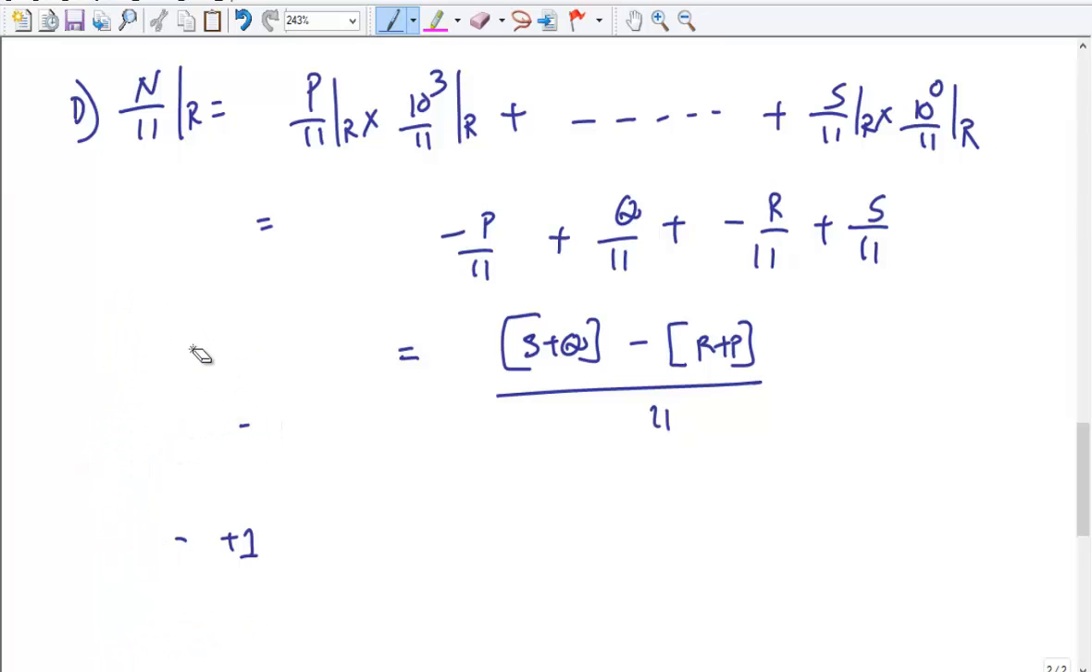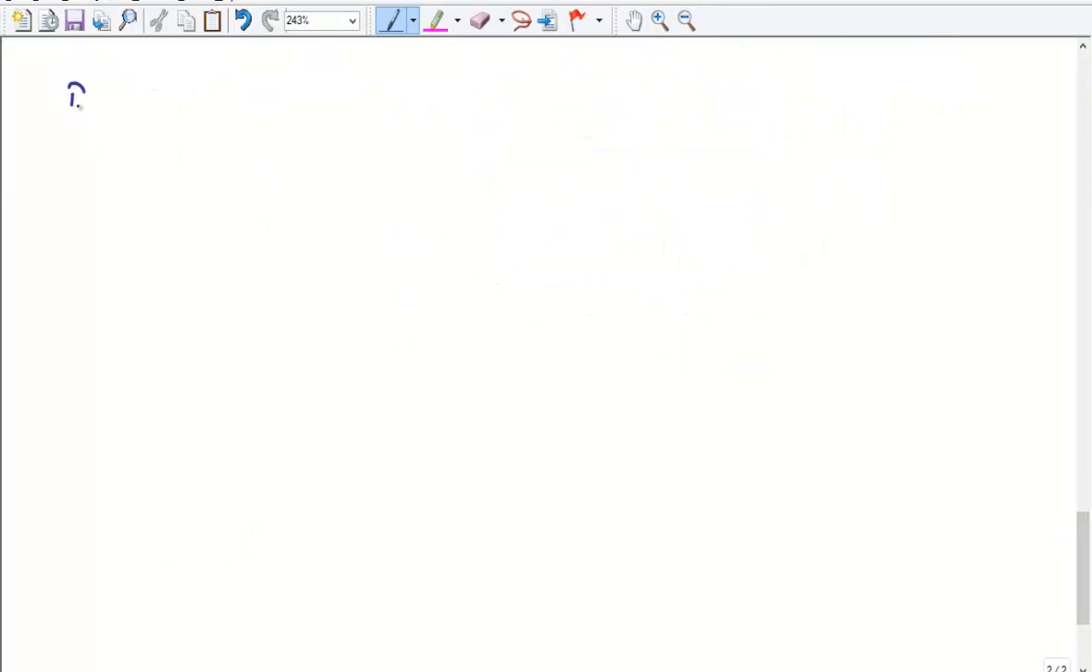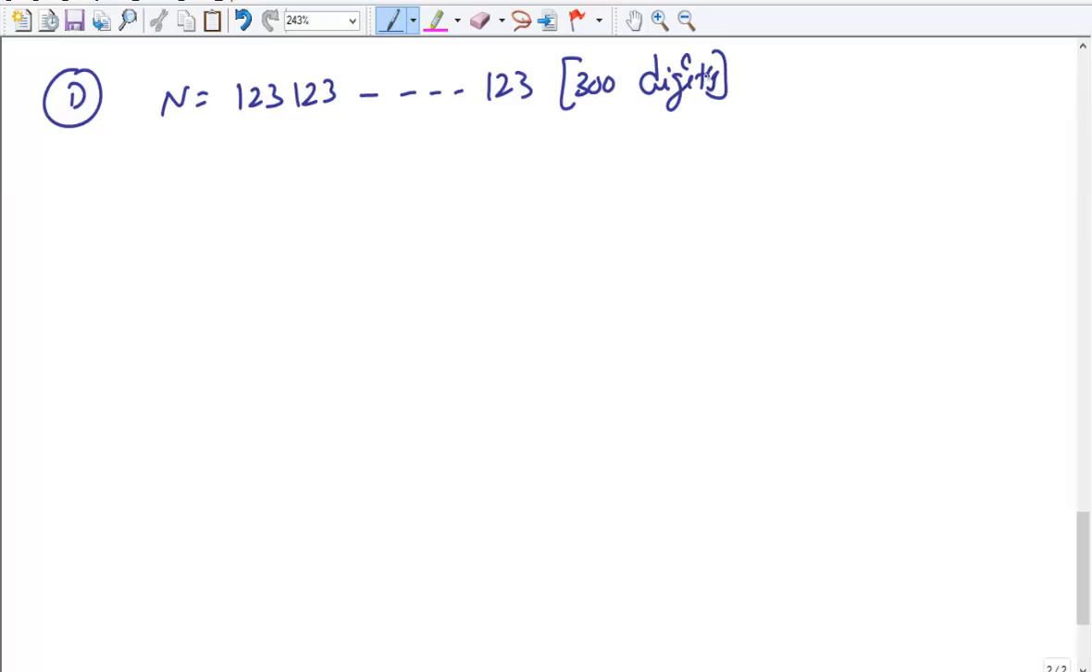Now let's apply the same one to solve our question. Our question is n equal to 1, 2, 3, 1, 2, 3, 1, 2, 3, and that's about 300 digits. And n divided by 11, we need to find the remainder.